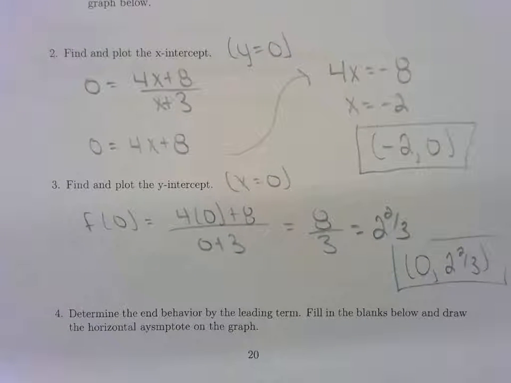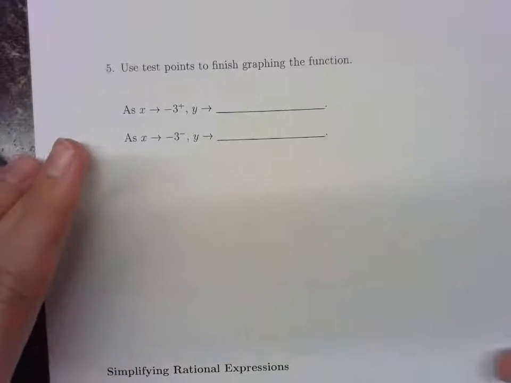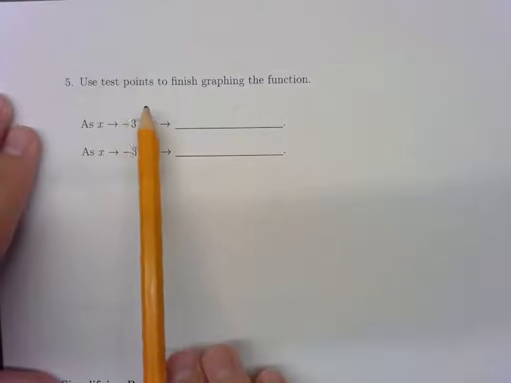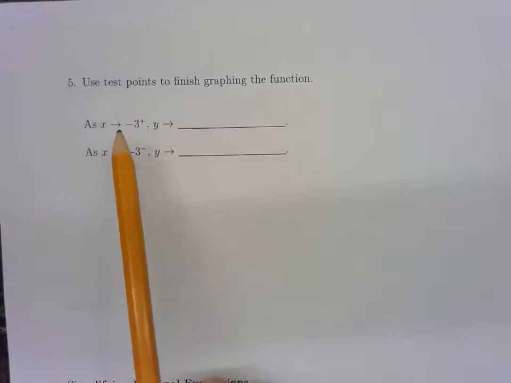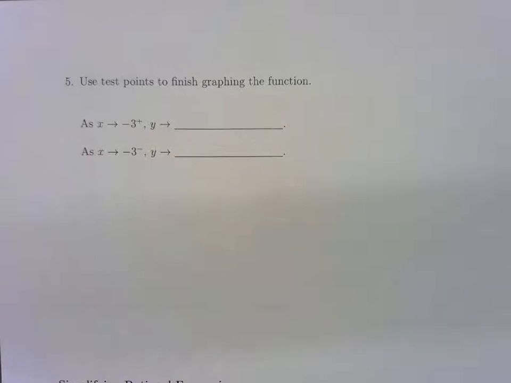Bottom of page 20, it says determine the end behavior by the leading term. Fill in the blanks below and draw the horizontal asymptote on your graph. So 4, and I believe we'll have number 5 on the next page. I'm going to go ahead and graph this, and then we're going to fill in 4 and 5. So on to page 21. I'm going to graph this here with my calculator. Then we're going to look at the horizontal asymptote, that was number 4, and we're also going to look at what's happening here.